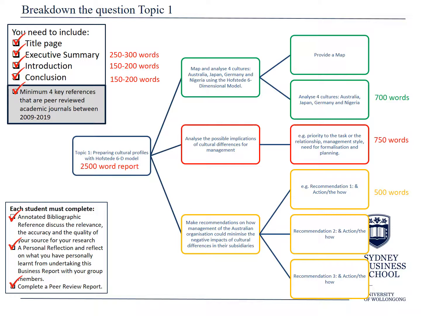So once you've broken it down and drawn a map and looked at the word allocation and the assignment requirements, now it's time to think about which keywords you're going to use to locate the information that you require to locate academic journal articles.